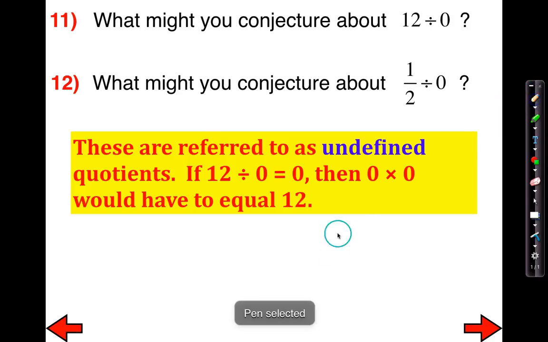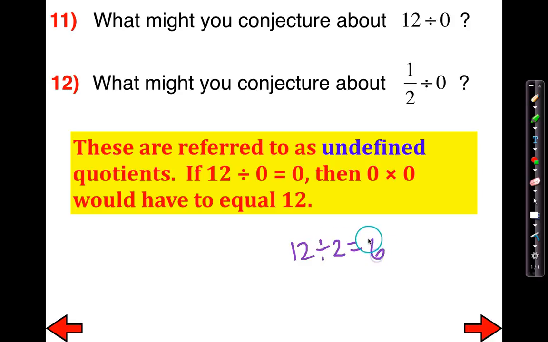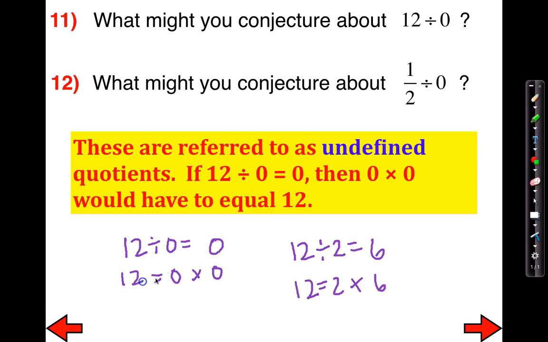And why am I using that? It's the same as saying 12 divided by 2 is 6. And I know this to be true because 6 times 2 equals 12. So notice here, this doesn't work the other way around. If you claim it's 0, I should be able to work backwards and say 0 times 0 is 12. But that's not true. Why? Because 0 times 0 is not 12. So we are referring to this as an undefined quotient.